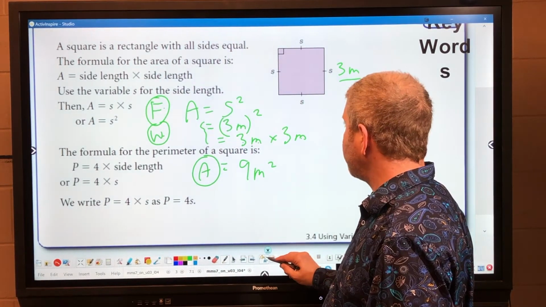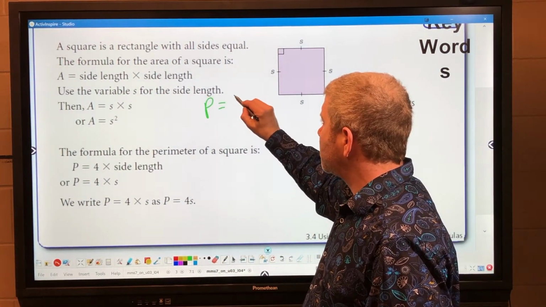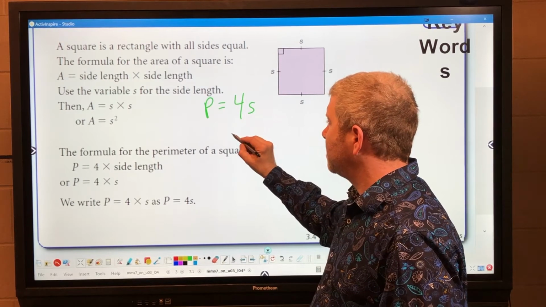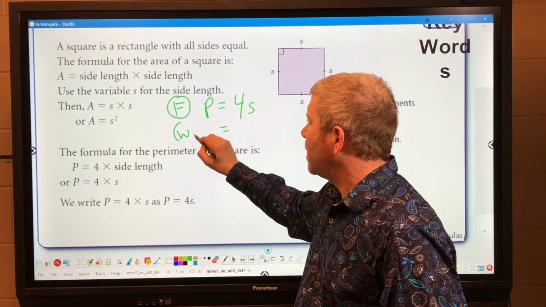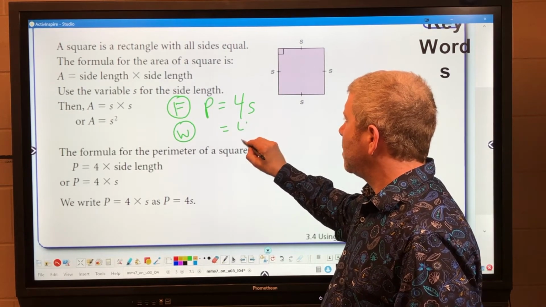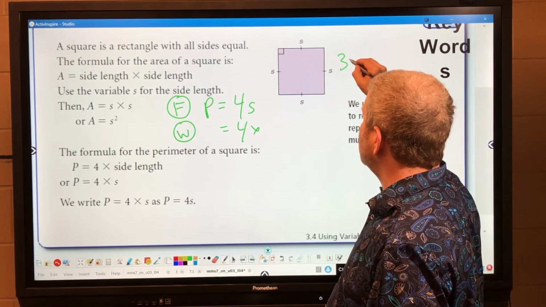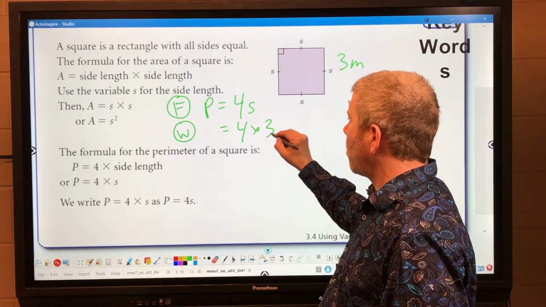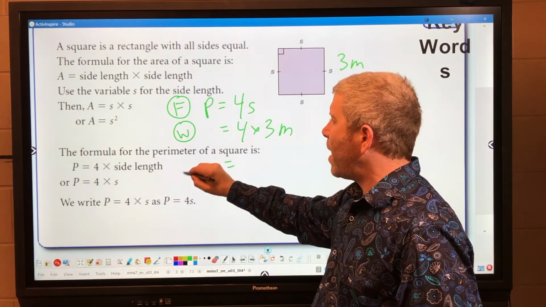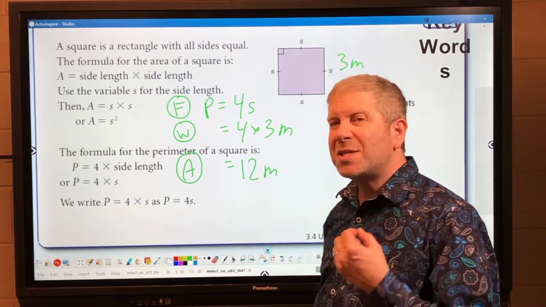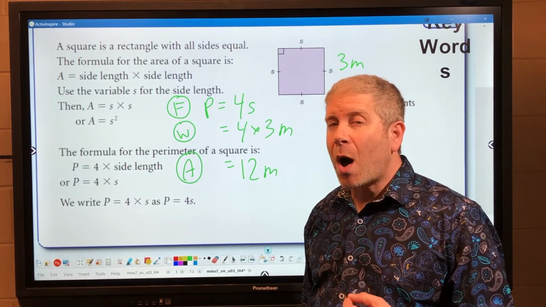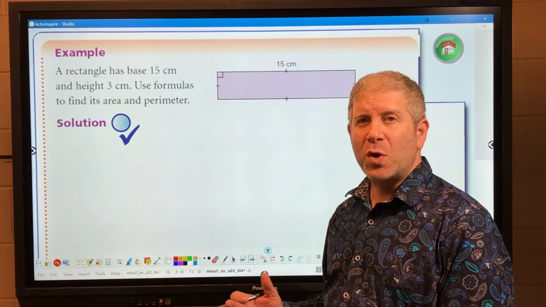Let's look at perimeter. So perimeter equals 4 times S. That's our formula. Our work is going to be substituting for S. Well, S in this case was, we said, 3 meters. So 4 times 3 meters. And our answer is going to be 4 times 3, which is 12. And notice it stays in meters. It's not meters squared.